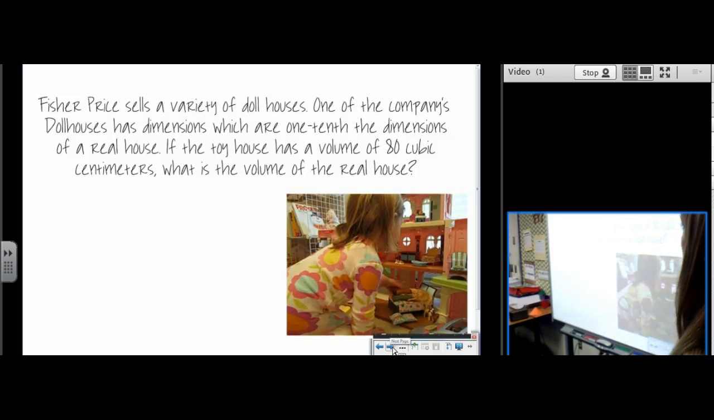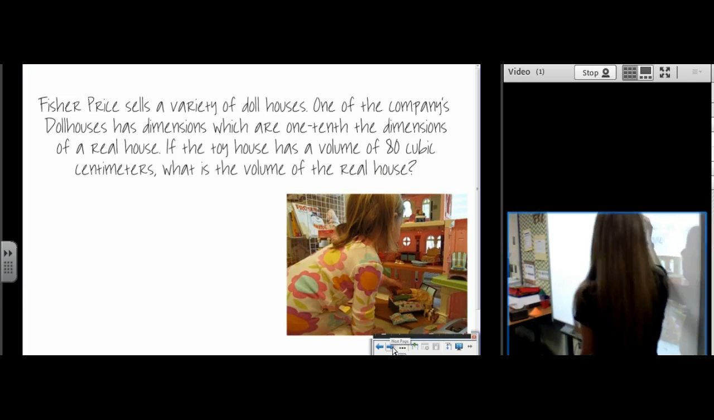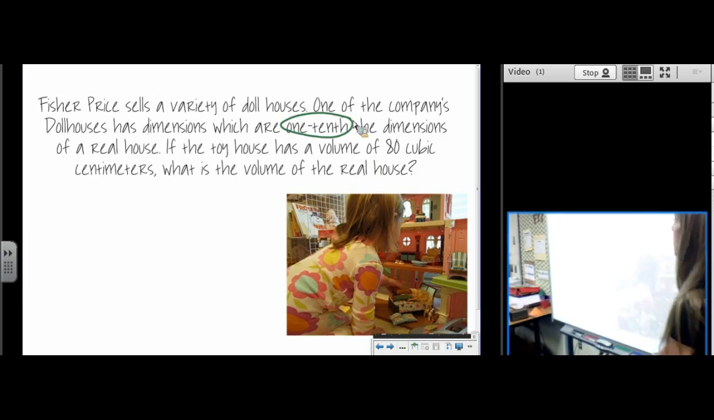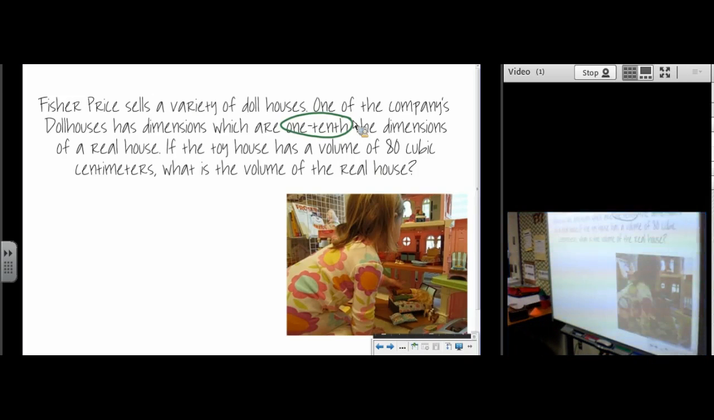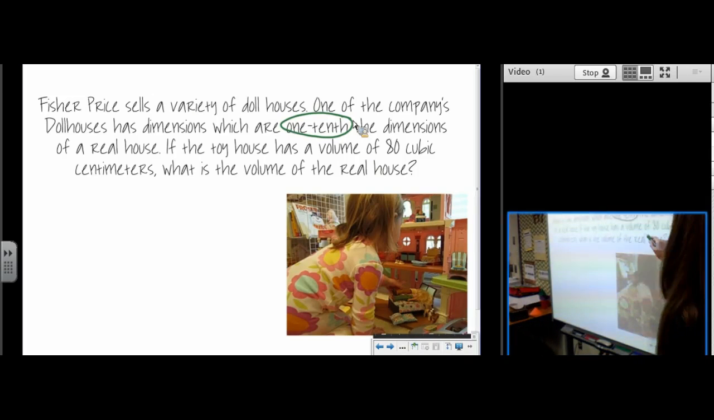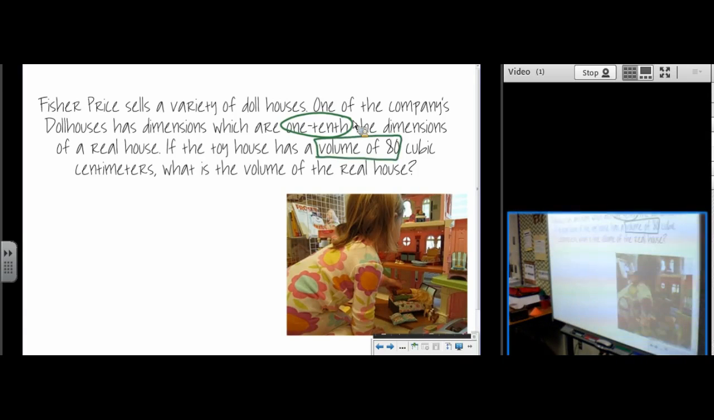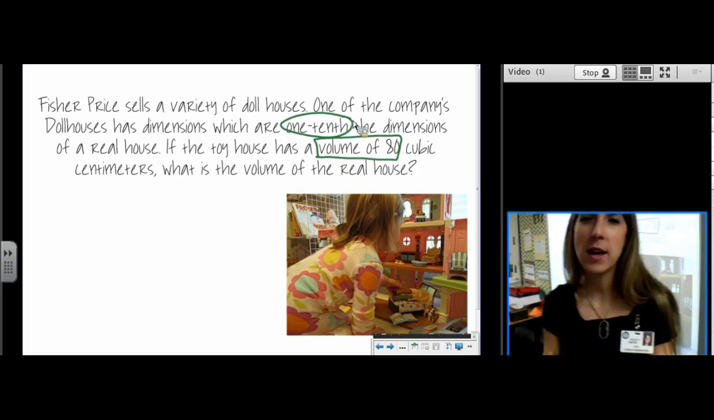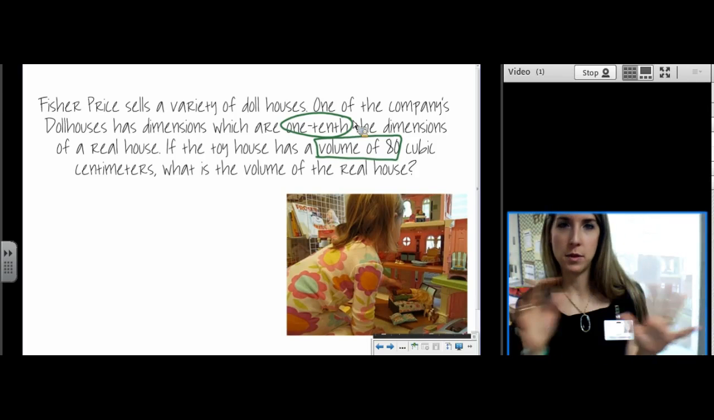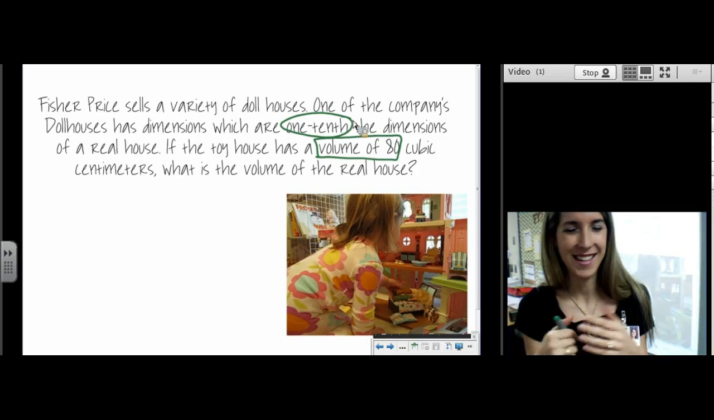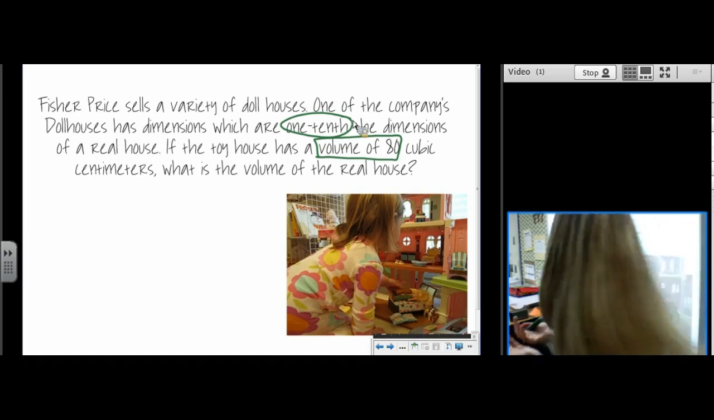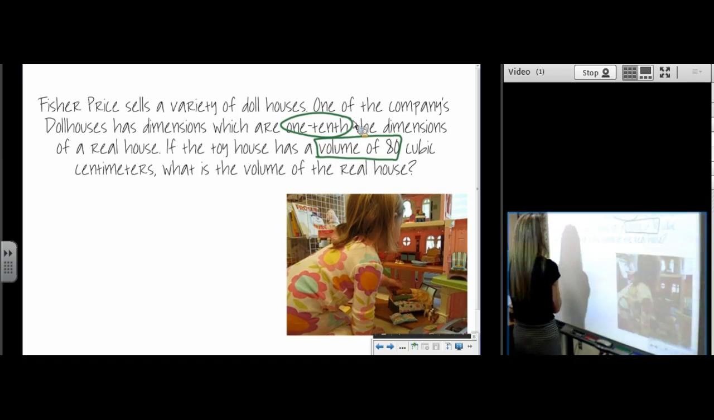Fisher-Price sells a variety of dollhouses. One of the company's dollhouses has dimensions which are 1/10 the dimensions of the real house. If the toy house has a volume of 80 cubic centimeters, what is the volume of the real house? Sometimes when we have a word problem with all of those words, especially when the font is like this, it helps to draw a picture to kind of figure out what's going on.